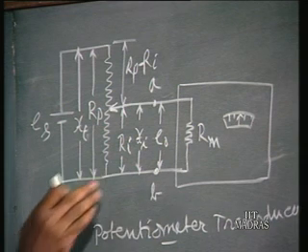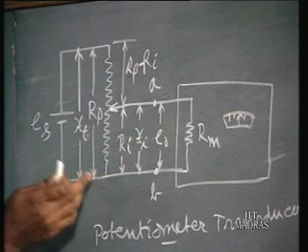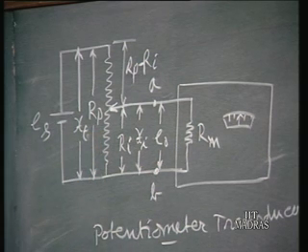Now to get an equation for the output voltage Eo in terms of, say, Xi and Es, we will derive an equation.